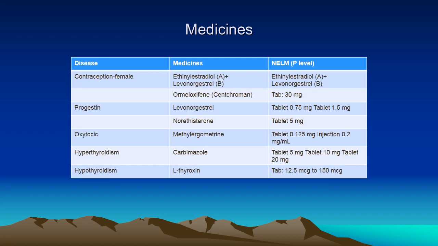For females, contraception standard is ethinyl estradiol with levonorgestrel. Mala D is also available. Ormeloxifene may be required for some. Progestin, levonorgestrel, norethisterone, oxytocin, methylergometrine after the delivery. And for hyperthyroidism, carbimazole, only one drug. Methimazole and all behave like that. They are equally effective and equally their safety profile is also the same. Therefore, carbimazole is enough, and for hypothyroidism, levothyroxine is the only drug which can be included.